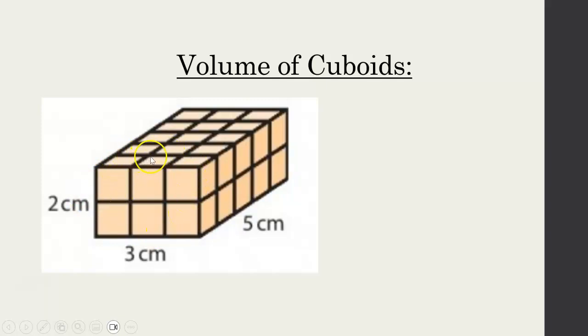If I were to cut it here, there's 6 cubes, and then there's 5 slices. So how many cubes are there altogether? Well, it would be 6 by 5. How much is that? 5, 10, 15, 20, 25, 30. So there's 30 cubes altogether. So the volume of this would be 30. Now we're working in centimeters, so it's centimeters cubed.